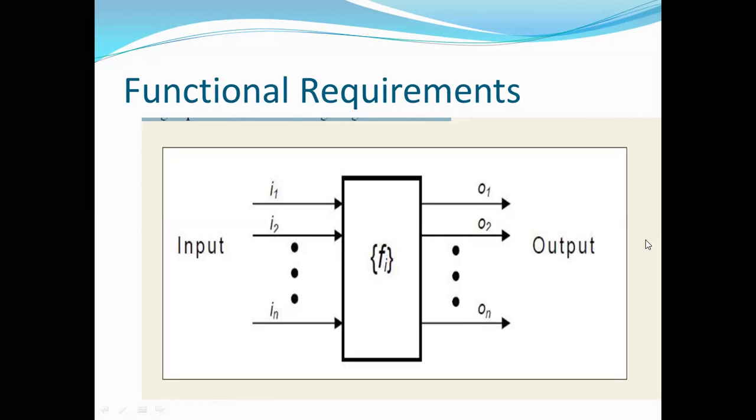So there cannot be only one function in the system. There can be more than one function. आप कितने भी उसके टाइप के फंक्शन और बना सकते हो. This is just an example that I am giving to you. So these are the functional requirements of the system.